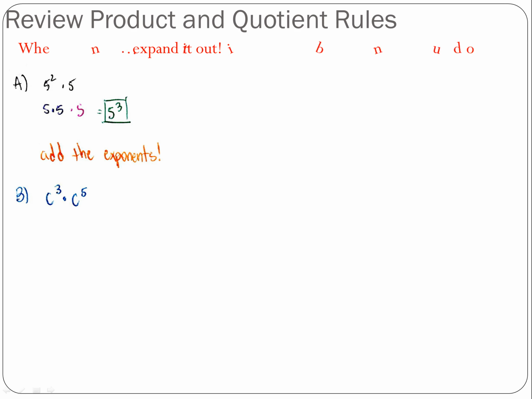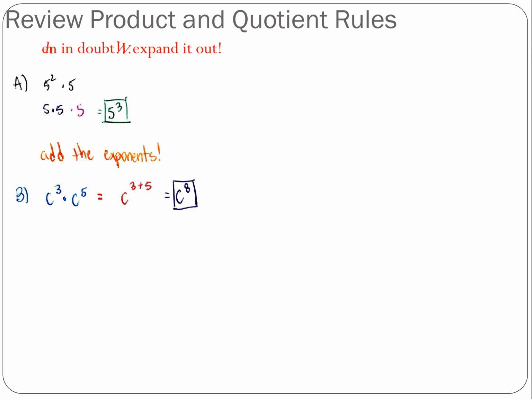All right, let's take a look at example B. C to the third times C to the fifth. When in doubt, expand it out. Okay, pause the video and see if you get the same answer as me. We're back. Did you get, by adding the exponents, C to the eighth? It's because you're a genius and you're correct and you understand what's happening in this review.